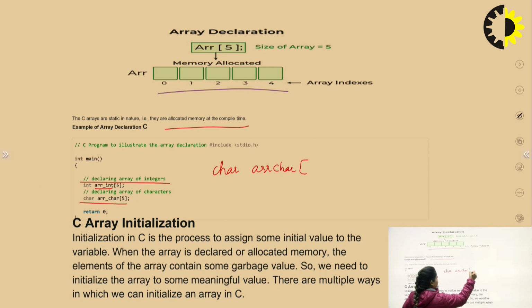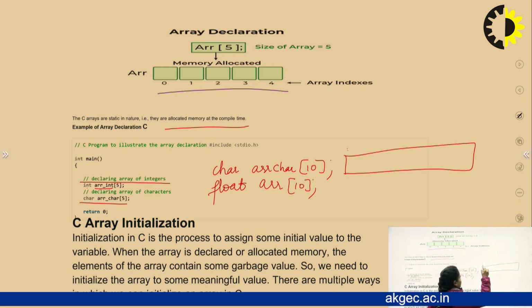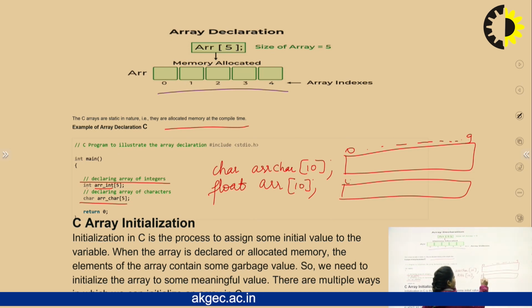You can define any size of memory you want. And in the case of float, again an array. A character array will be defined with a memory size of 10, indexes 0 till 9. Here also the same, float type, 0 till 9. Now, moving further, is there any confusion till here?